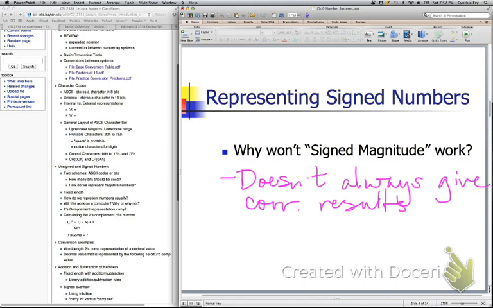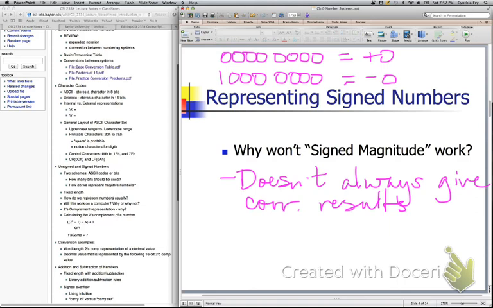Okay, next problem. Let's go back again to 8-bit signed magnitude numbers. What is this number in signed magnitude? Well, it's a positive 0. Okay, what is this number? Oh, it's a -0, and you say it doesn't exist, and I say, well, yes, it does in signed magnitude. It surely does.